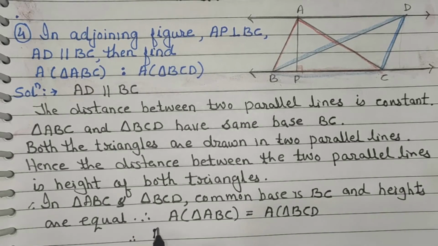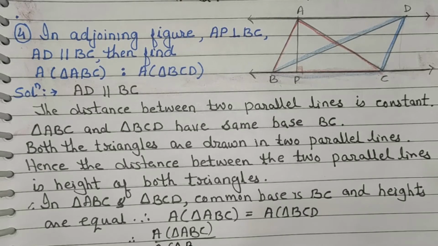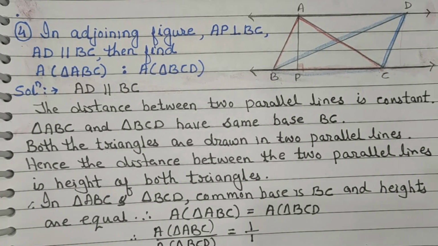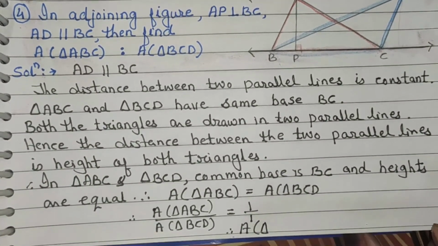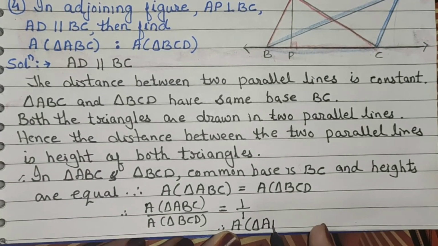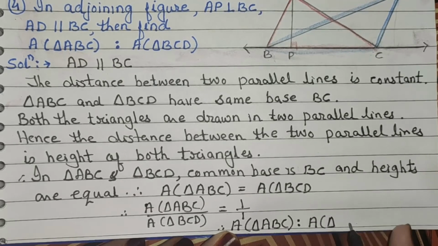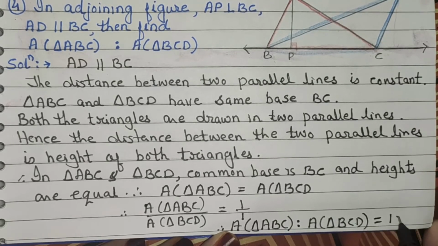Therefore, area of triangle ABC upon area of triangle BCD is equal to 1 upon 1. Therefore, write down the answer here: area of triangle ABC is to area of triangle BCD is equal to 1:1.